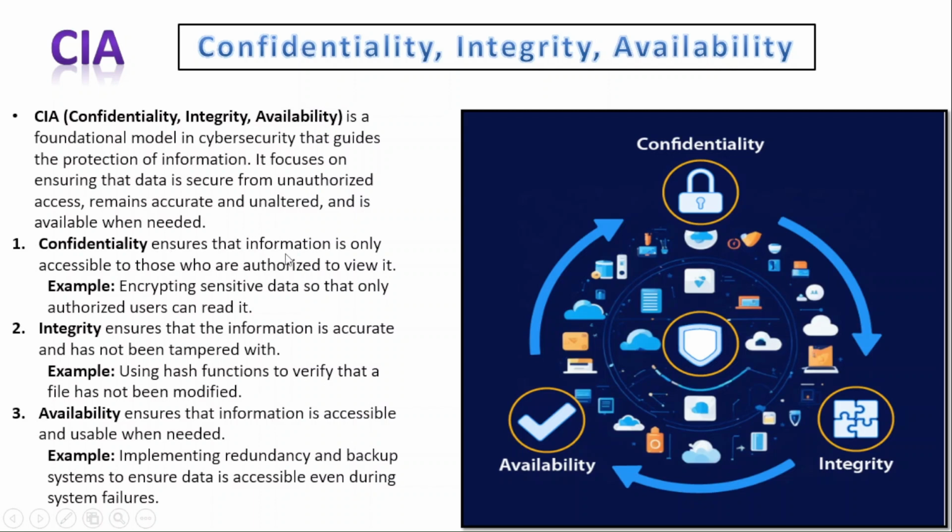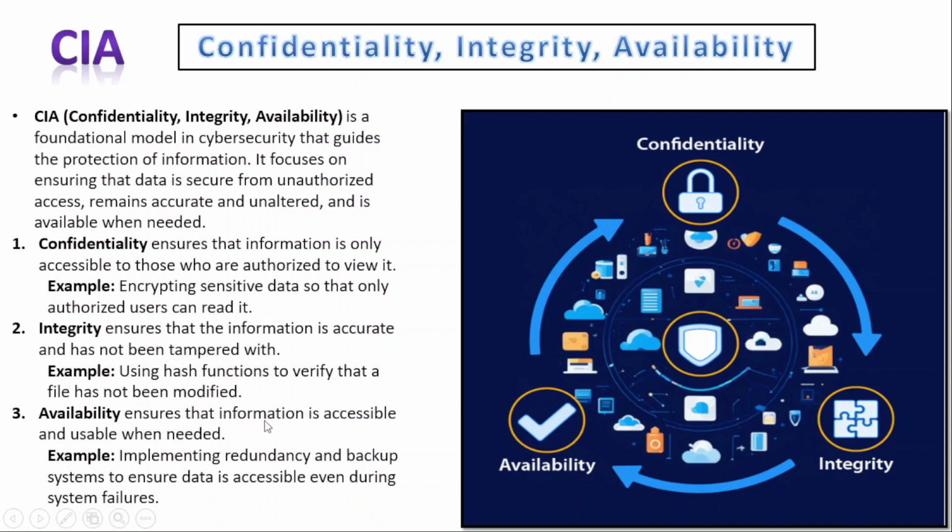Confidentiality ensures that information is only accessible to those who are authorized to view it. Example: encrypting sensitive data so that only authorized users can read it. Integrity ensures that the information is accurate and has not been tampered with. Example: using a hash function to verify that a file has not been modified.